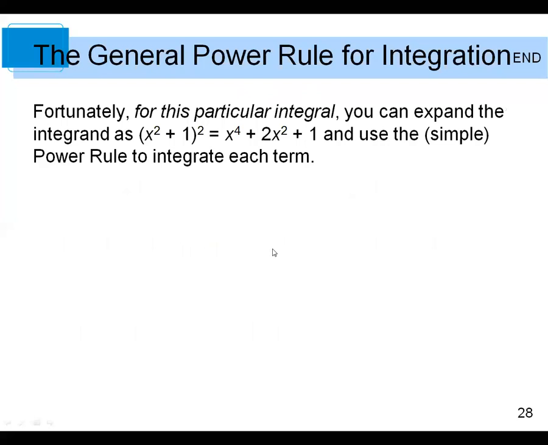Fortunately, for this particular integral, you can expand the integrand of x squared plus 1 quantity squared. You can just multiply x squared plus 1 times itself, FOIL it out, get x to the 4th plus 2x squared plus 1, and then integrate that just as we normally would.